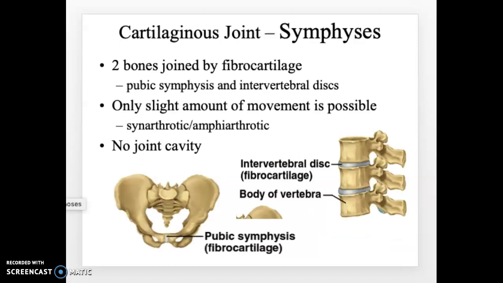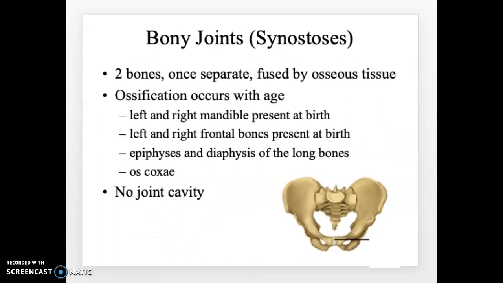Next type of cartilaginous joint is a symphysis. So, for example, the pubic symphysis that you guys should be familiar with now. These joints are held together by fibrocartilage. The discs in your back are also fibrocartilage. This allows for just a slight amount of movement. This pubic symphysis is probably synarthrotic, and in the back is more amphiarthrotic.